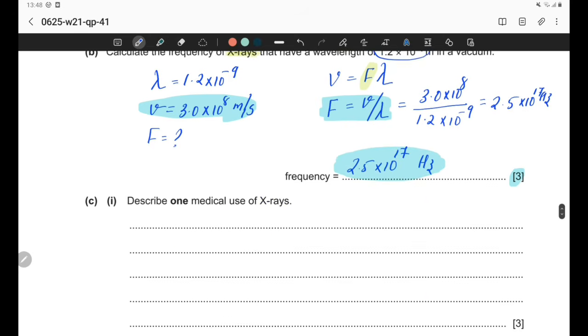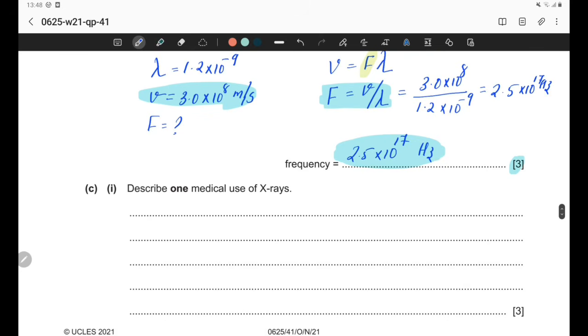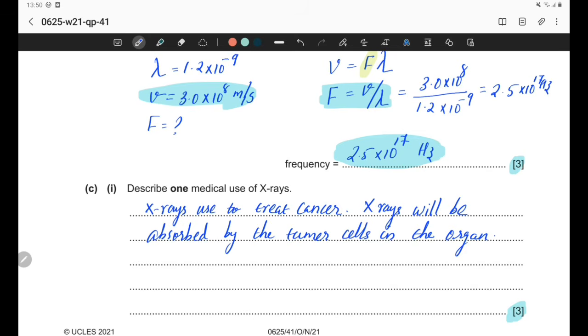Part C. Describe one of the medical uses of X-rays. It is a 3-mark question, so we need to include 3 points minimum. First we can write X-rays are used to treat cancer, and we need to explain how. The first point we can write: X-rays will be absorbed by the tumor cells in the organ. High energy X-rays can kill these cancer cells or tumor cells.